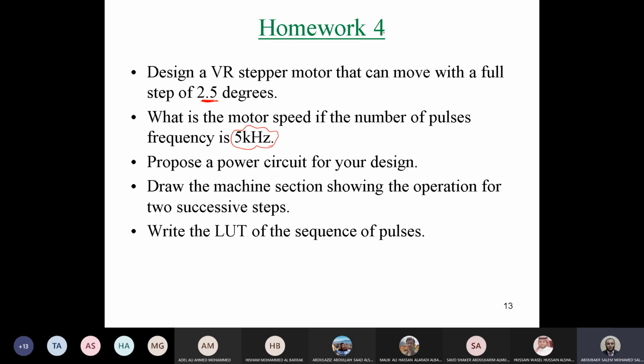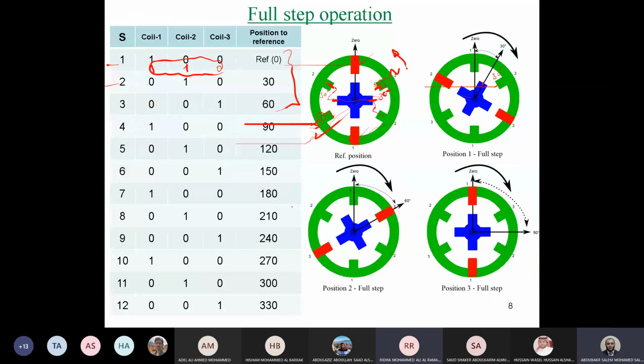Doctor, 2 successive steps, you mean you only need 2 steps? I didn't quite understand the 2 successive steps part. Stop, let me repeat the discussion again. Here, I said draw the machine section showing the operation for 2 successive steps. In order to understand the operation, when we discussed the operation, we already showed the motor section for 2 steps. Is it right? Yes. And this was the first position, and when we moved the motor to the second position, it moved like that. Okay? So in order to understand your design, you have to draw at least 2 steps.